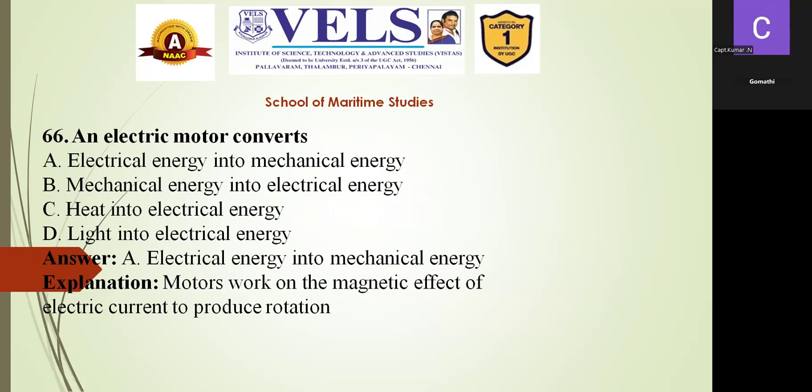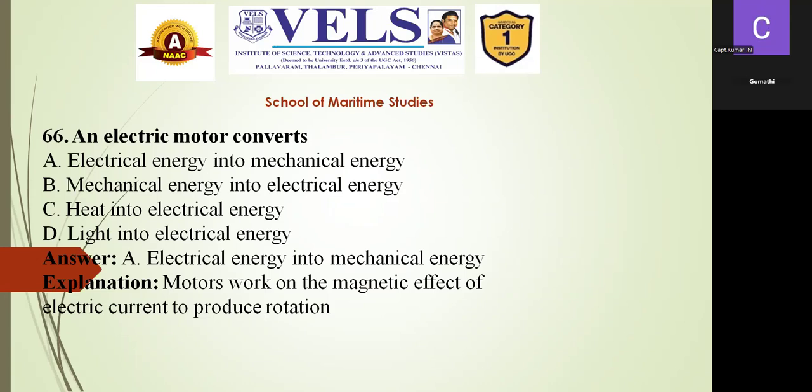An electric motor converts. Option A is electrical energy into mechanical energy. Option B is mechanical energy into electrical energy. Option C is heat into electrical energy. Option D, light into electrical energy. The electric motor converts electrical energy into mechanical energy.